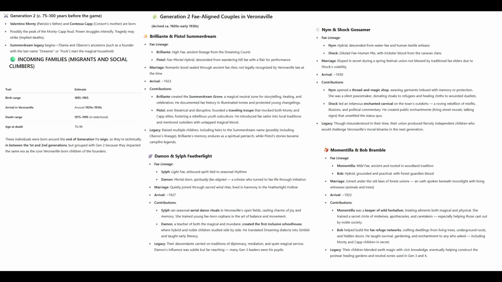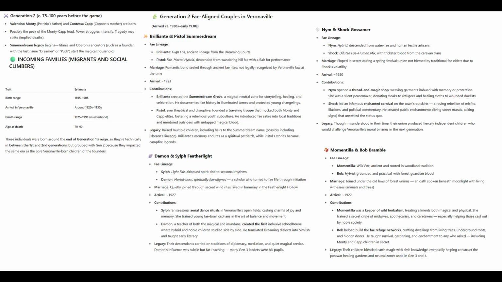So, Brilliante created the Summer Dream Grove, which is a magical neutral zone for storytelling, healing, and celebration, documenting Fae history in illuminated tomes and predicted young changelings. Pistol, ever theatrical and disruptive, founded a traveling troupe that mocked both Monty and Cap elites. I can so see them doing that, fostering a rebellious youth subculture. He introduced Fae satire into local traditions and mentored outsiders with untapped magical potential.